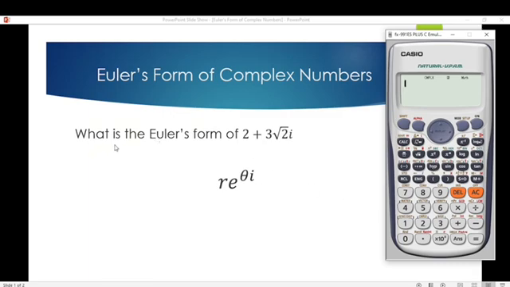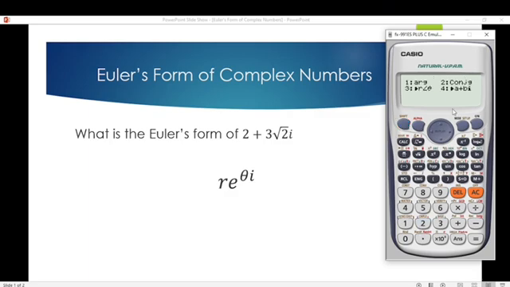We have: what is the Euler's form of 2 plus 3 root 2 i? So we will type our question in. We have 2 plus 3 root 2, and we close the root, then we have i. So this is the question being given to us. After we've typed the question in, we now press on shift, then press on number 2.